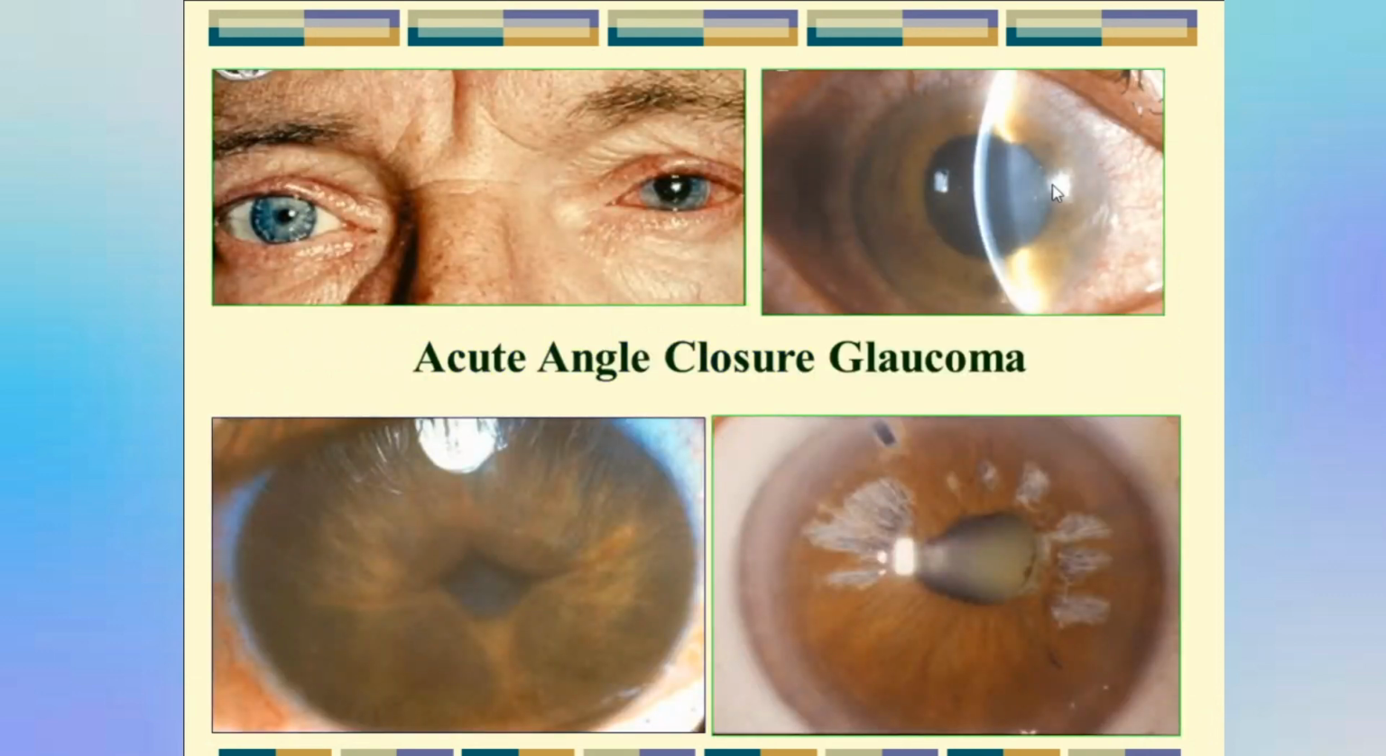On this picture, you can see acute angle closure glaucoma. Look at the redness of the eye, dilatation of the pupil. On this picture, you can see edema of the cornea. Also, the pupil is dilated.